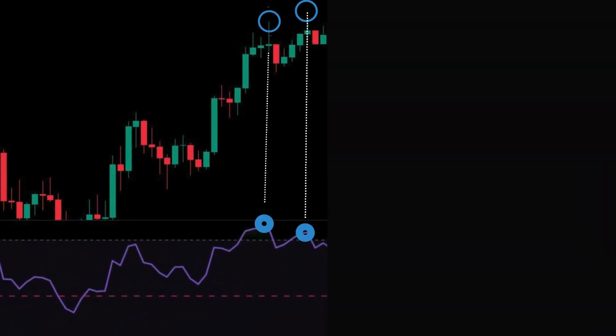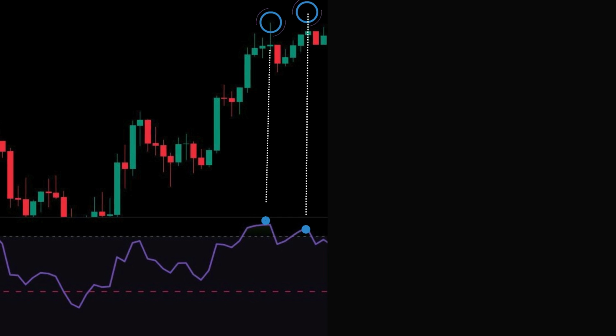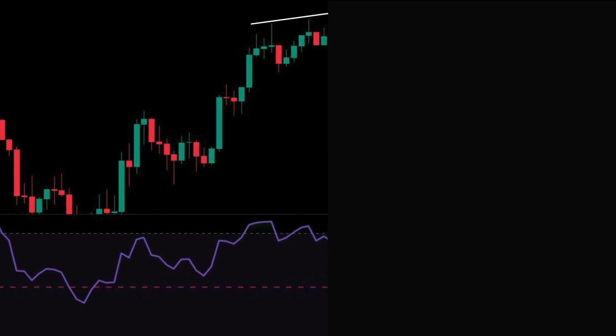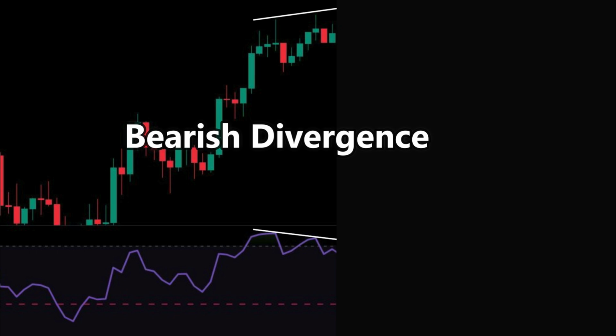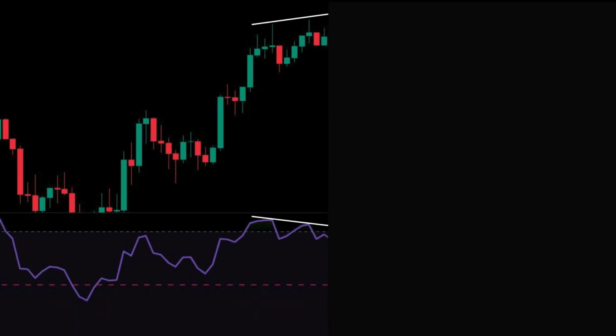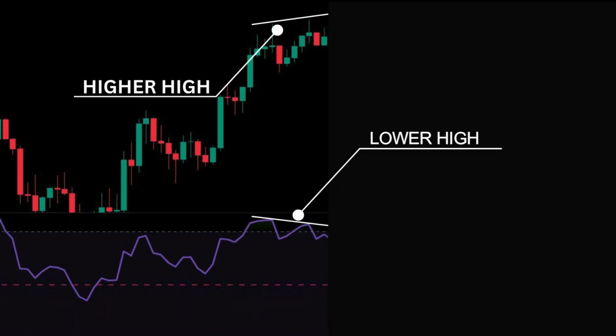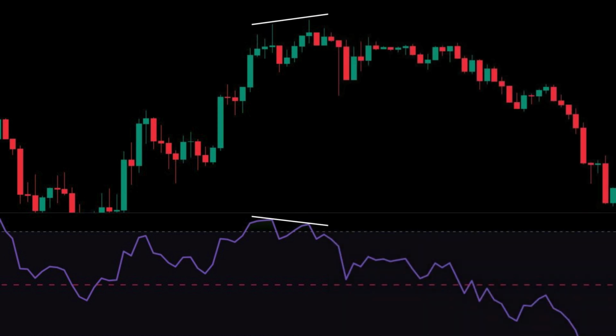Divergence occurs when the RSI trend moves in the opposite direction to the price trend, just like this one on the chart. This divergence is called bearish divergence. In this case, the price is making higher highs, whereas the RSI is turning into a lower high, because of which the price pulls back. Notice around the highest price points, the price kept on pulling back.